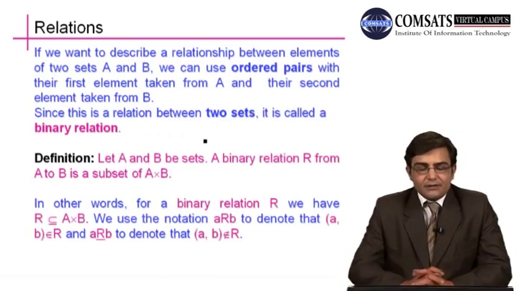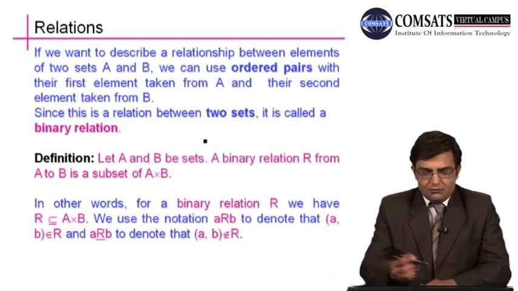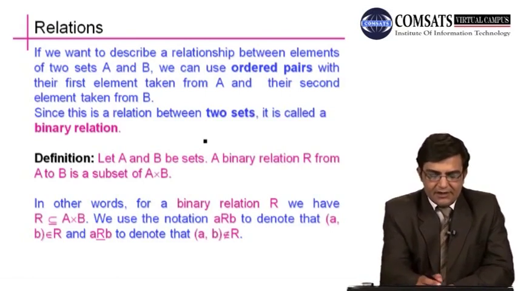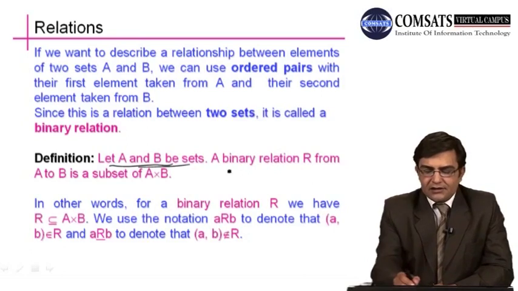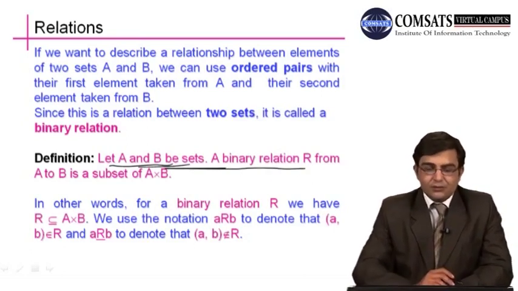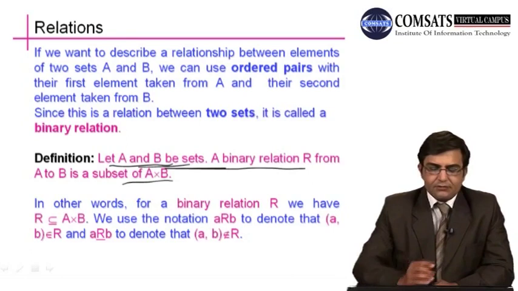So I repeat here some of the concepts of relations just to remind you what is a relation. By definition, as you know, any relation between two sets is basically a subset of the Cartesian product of two sets, A cross B. As you saw in the previous lectures, if we have two sets A and B, a binary relation R from A to B is basically a subset of A cross B.